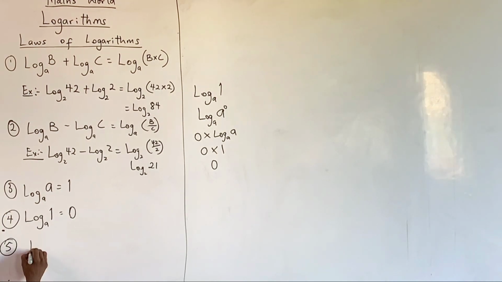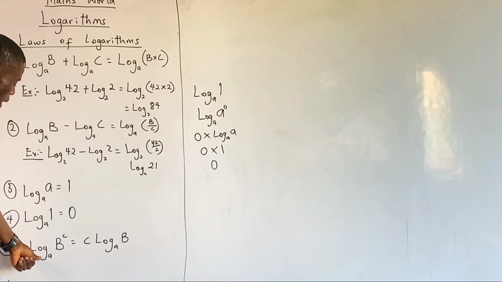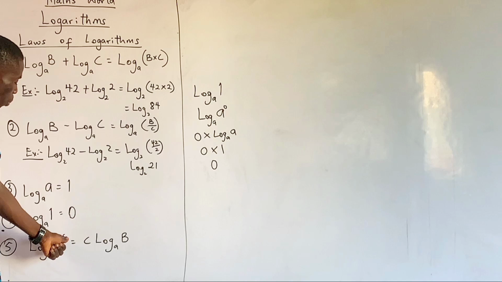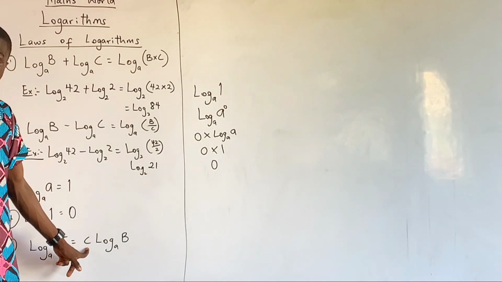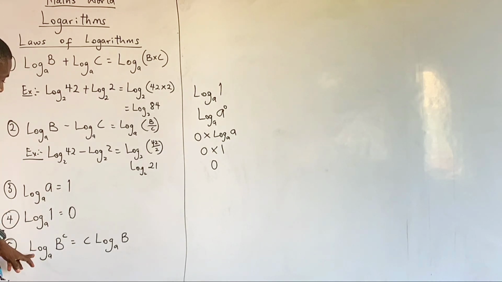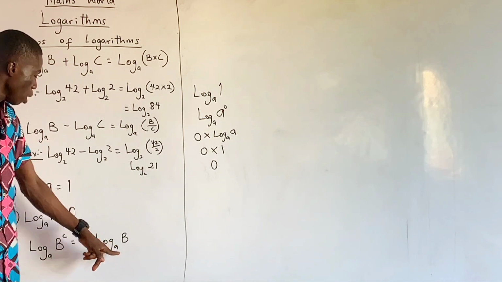The fifth law states that whenever a number is carrying a power, we just bring that power to the back. The power of this one is the one we are bringing to the back. Now log b raised to power c base a will become c log b base a.